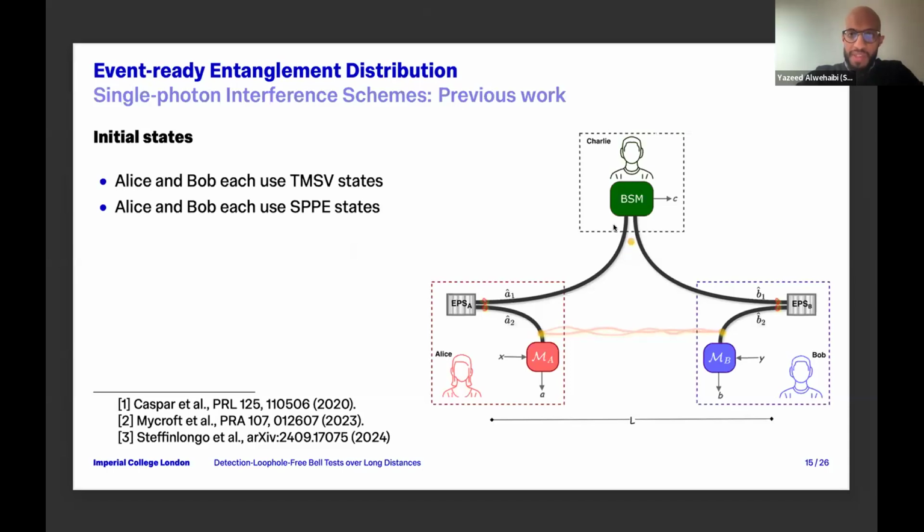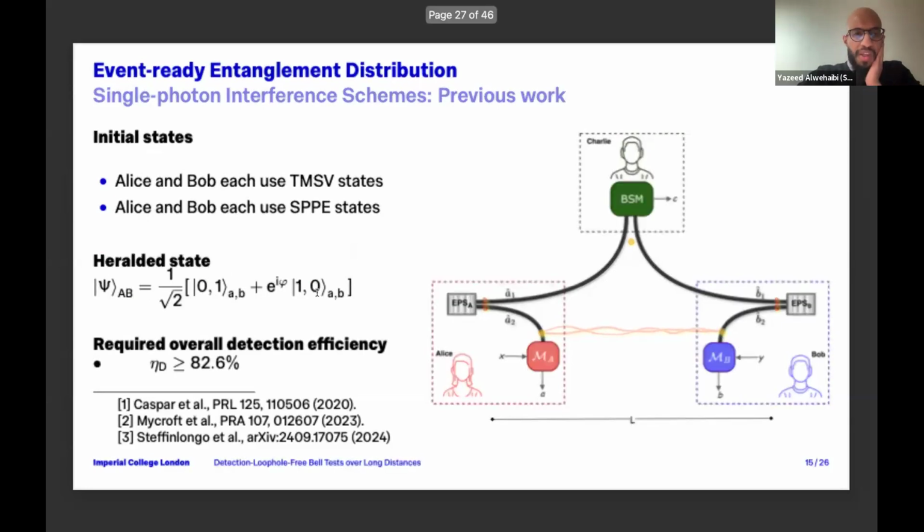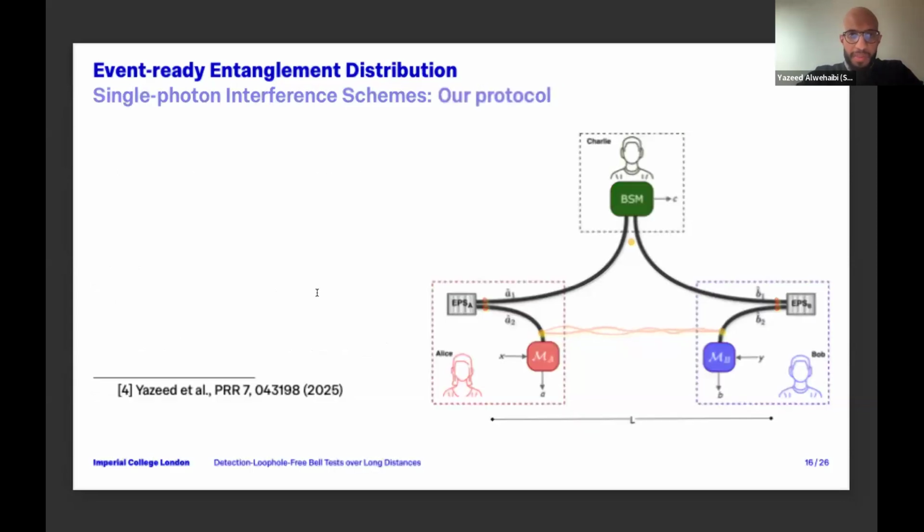And for this, you could use different sources at Alice and Bob. The most common approach in the literature is that Alice and Bob both use two-mode squeezed vacuums, or Alice and Bob both use single-photon entangled states. Then, upon a successful measurement at Charlie, Alice and Bob will share the single-photon path entangled state. Now, the thing about this state is it cannot reach the Eberhard limit, and you still require an overall detection efficiency above 82.6% to achieve a loophole-free Bell test, which is challenging.